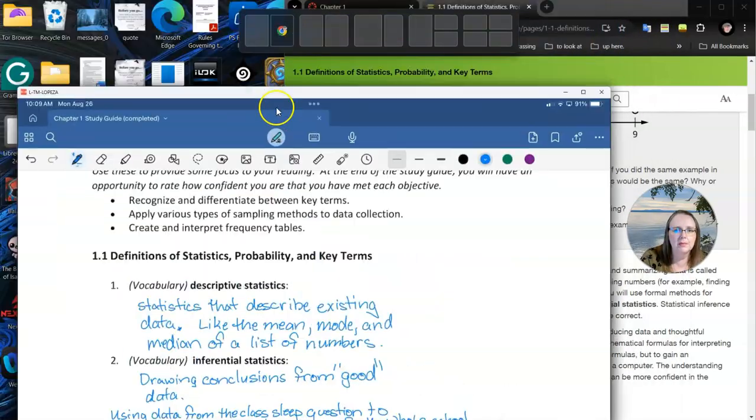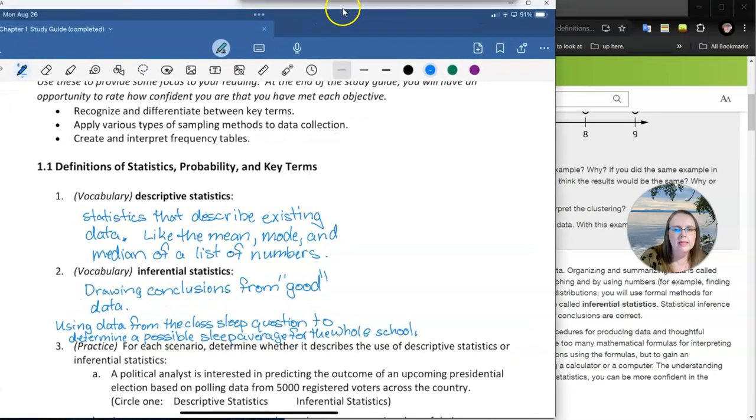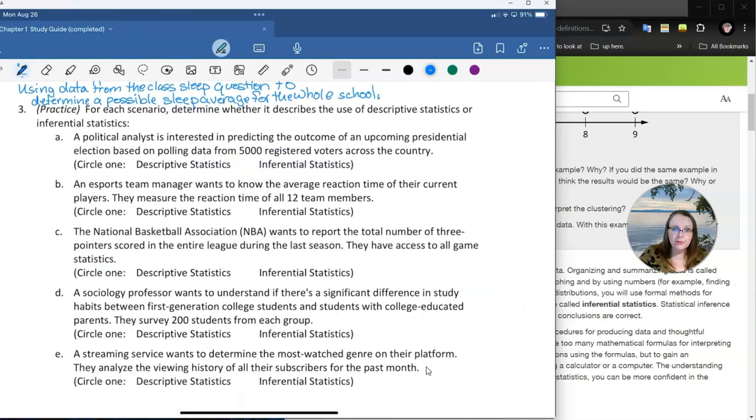But we'll make this work. So this next set of questions asks you to determine whether they're talking about descriptive statistics or inferential statistics.